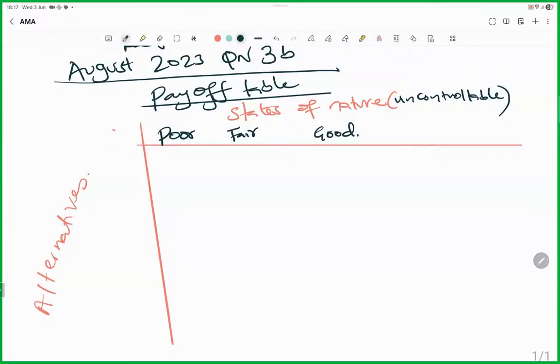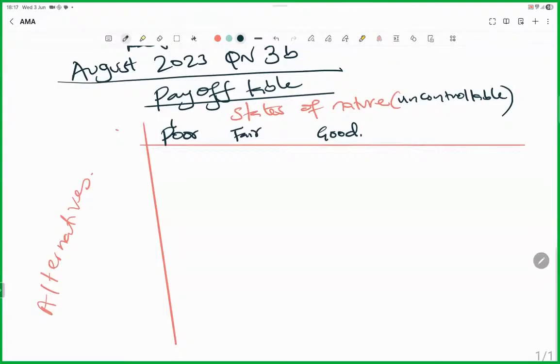Honestly speaking, how the market will behave is normally beyond your control. You can invest too much, fine, but how the market will behave at the end of the day is beyond your control. Are you able to see the probabilities? Poor is 0.3, fair is 0.4, and good is 0.3.